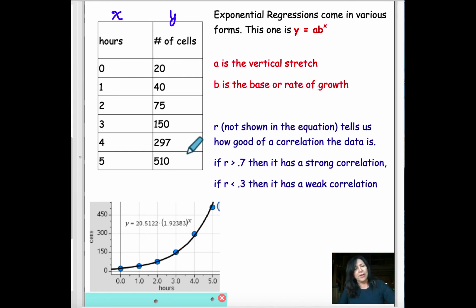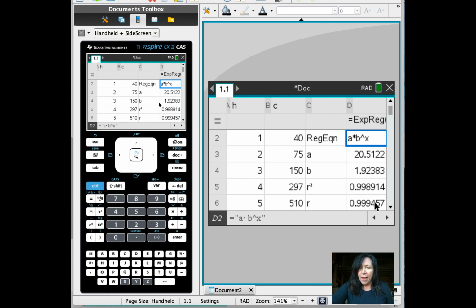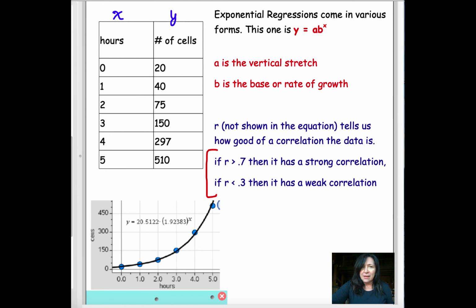R is not shown on the equation, but remember when we were talking about R, is this a good correlation of data? For this problem, if R is greater than 0.7, it has a strong correlation. But if it's less than 0.3, it has a weak correlation. On ours, our value is 0.999. So for this, greater than 0.7, it has a strong correlation. So this means that it has a strong correlation. So this is really a true and accurate graph.